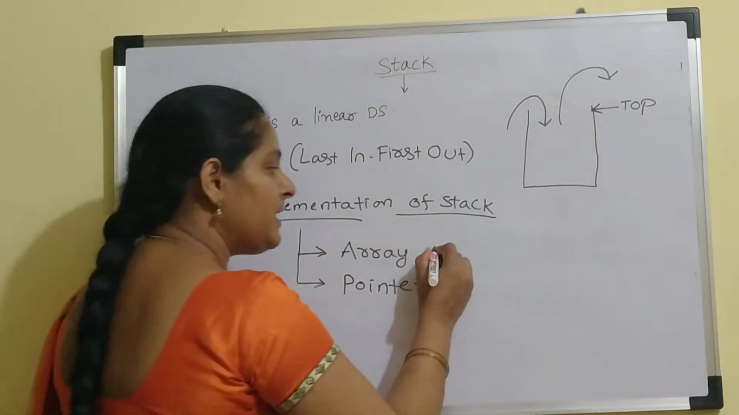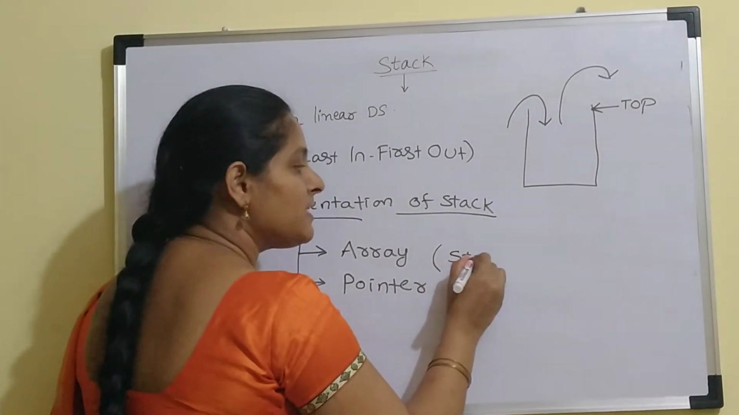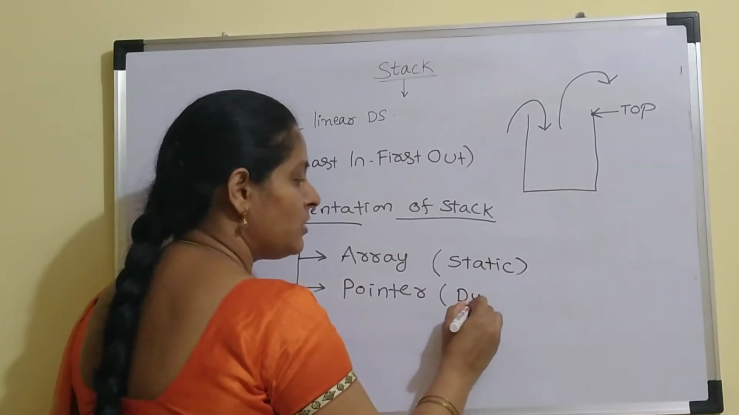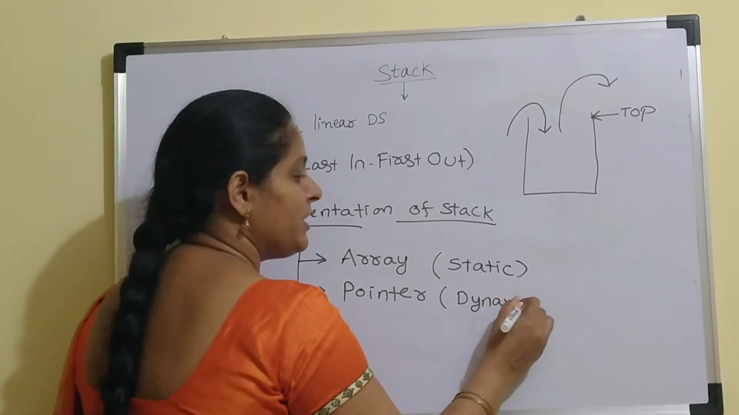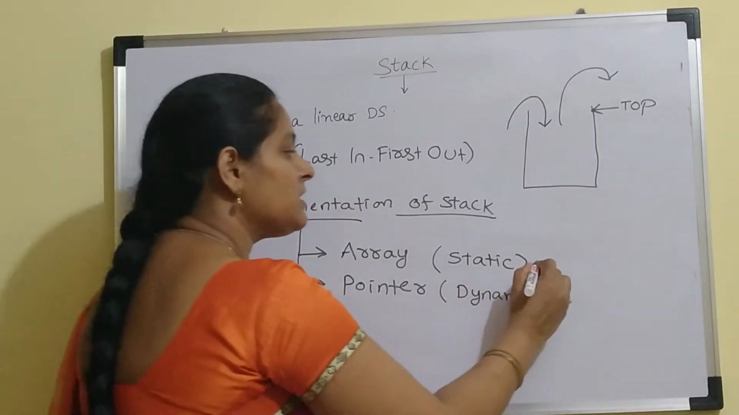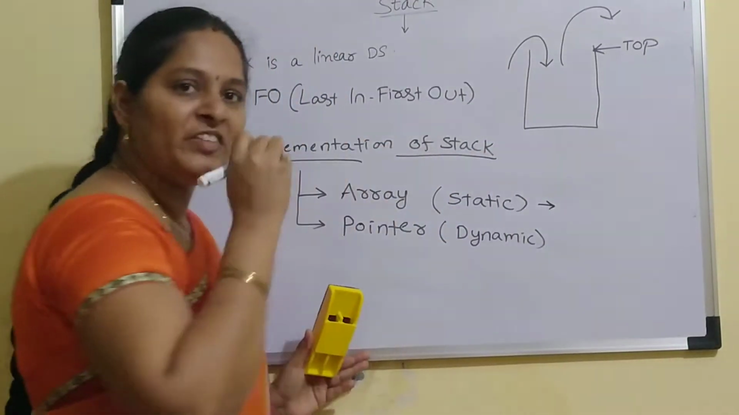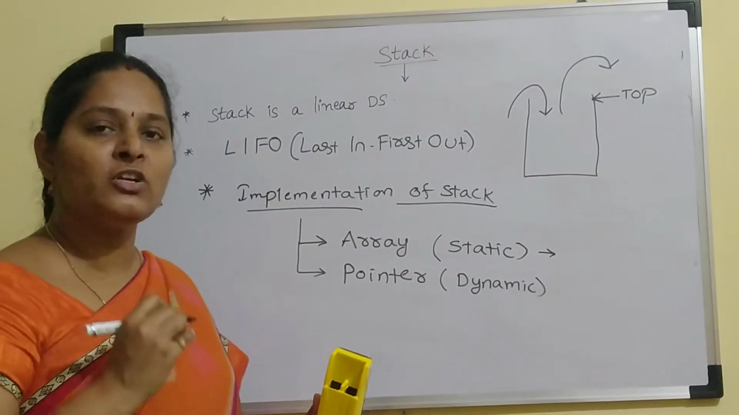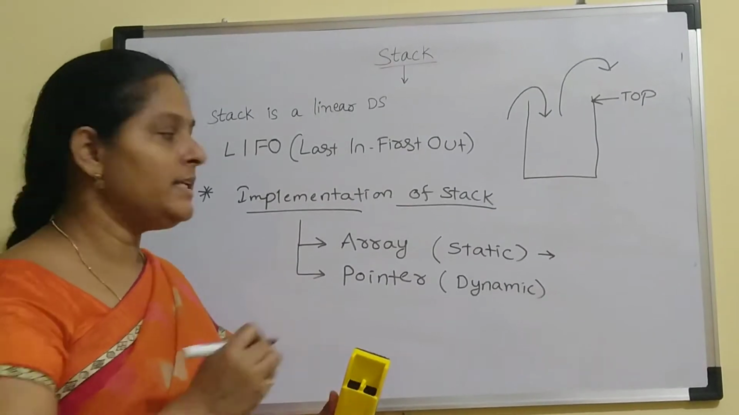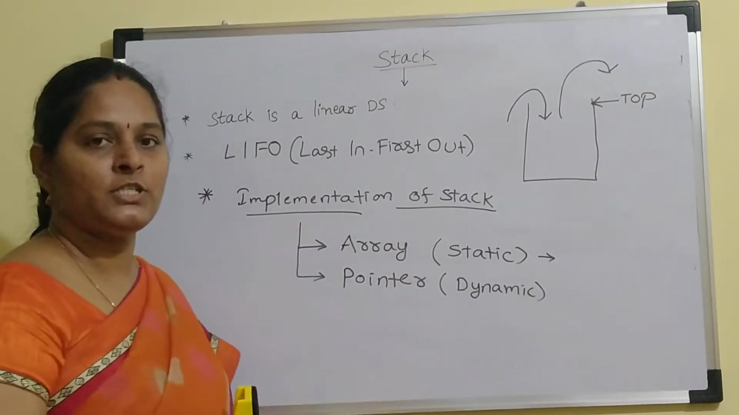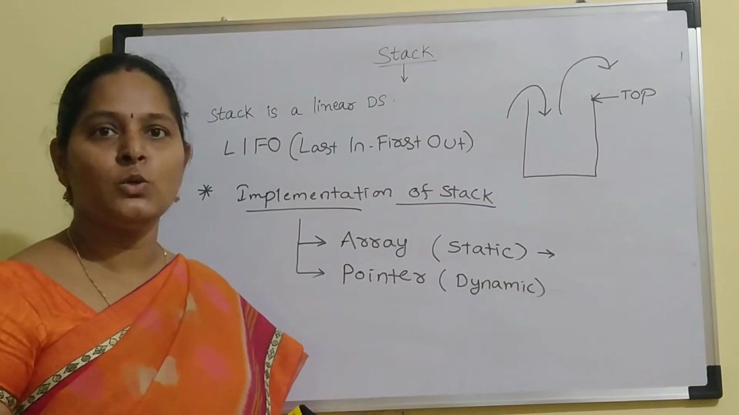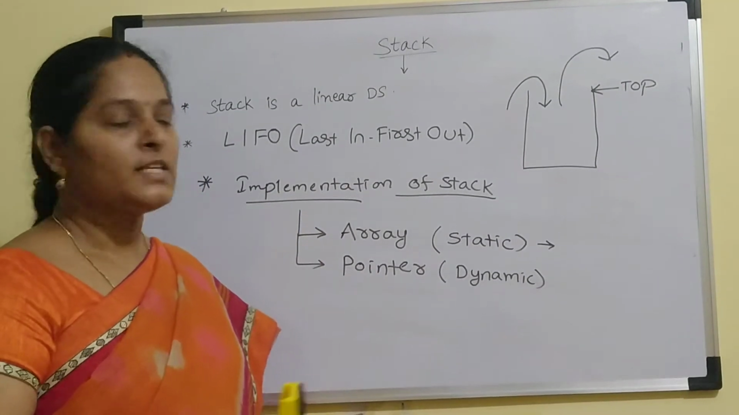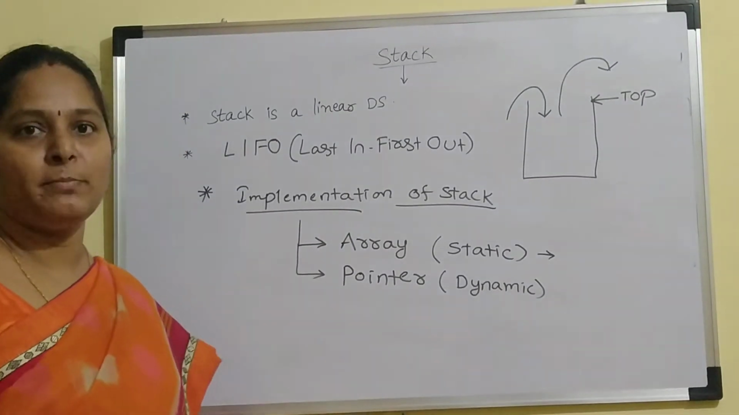Okay, so this array implementation is also called static implementation, and this pointer representation is also called dynamic implementation. That means once you fix the size before creation itself, then we call it array representation. If you don't know how many elements you are going to store, then we can go for pointer representation. Let us see these representations one by one.